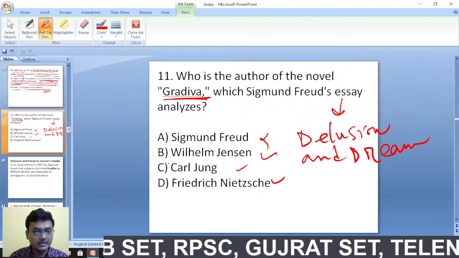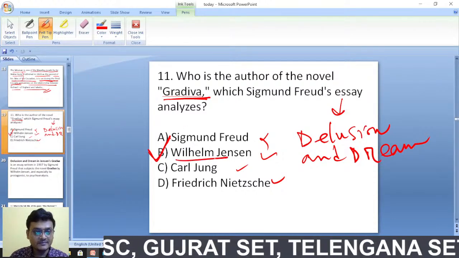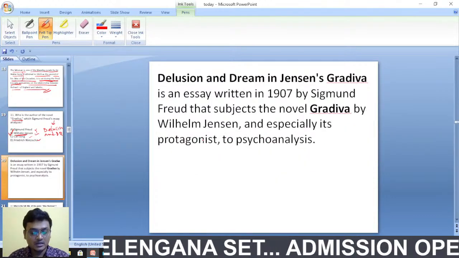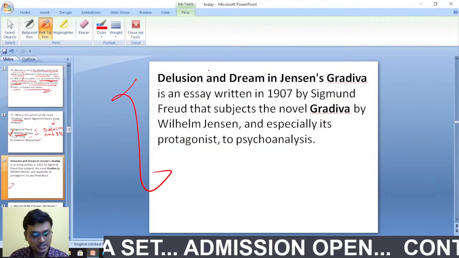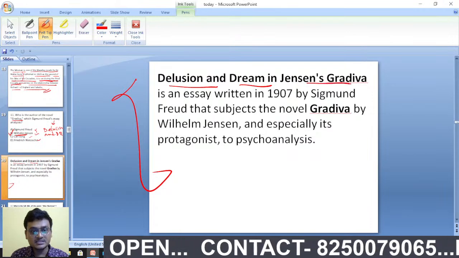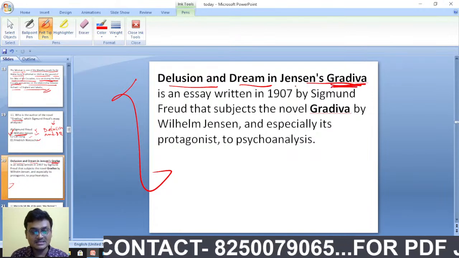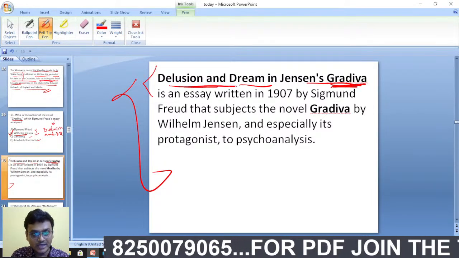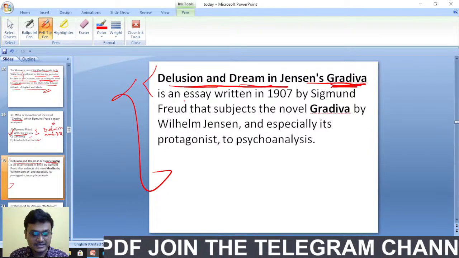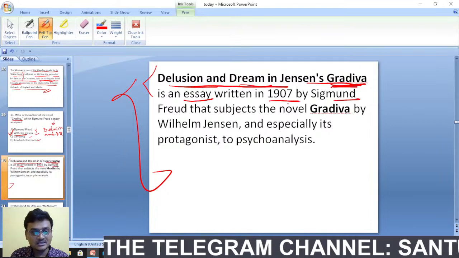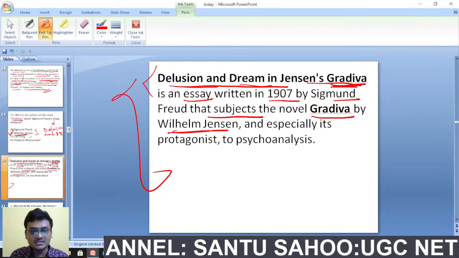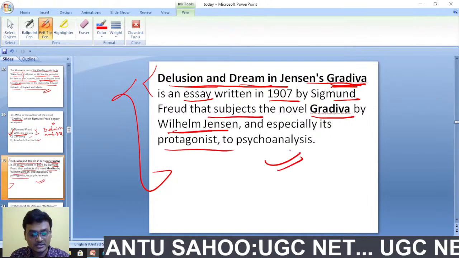Excellent. It is Wilhelm Jensen. Wilhelm Jensen is the right answer. And here is the explanation. Delusion and Dream in Jensen's Gradiva is the full title of the essay, written in 1907 by Sigmund Freud, which subjects the novel Gradiva by Wilhelm Jensen, and especially its protagonist, to psychoanalysis.